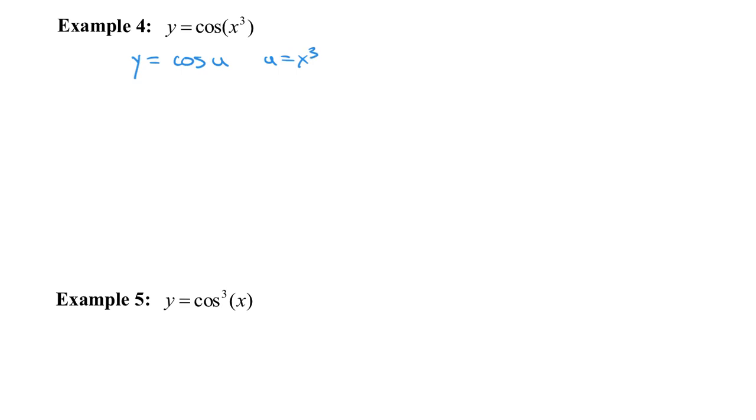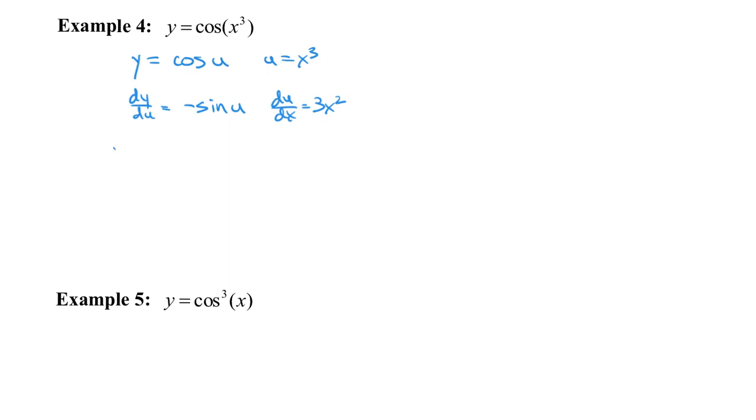So we'll do this the traditional way first. What about dy du? Dy du is going to be negative sine of u. If that's the argument, we take the derivative and it's the same argument. In this case we're acting as if u is the independent variable, so we don't need the chain rule here, because the derivative of u with respect to u is just 1. Then u equals x cubed, so du dx is going to be 3x squared.